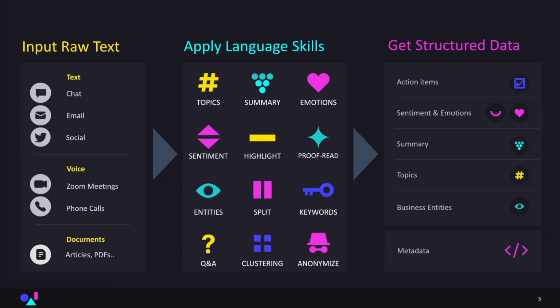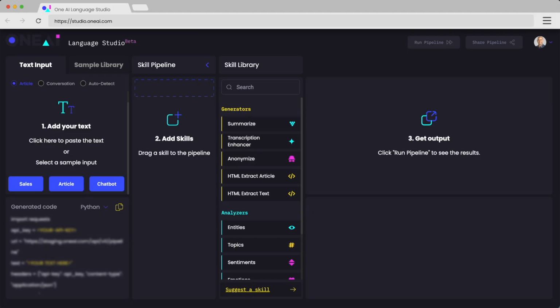You can input any text, apply our language skills, and get structured data you can use for both operational and analytical use cases. Now let's see how it works in our Language Studio. The Language Studio provides a visual interface to experiment with our language skill APIs and quickly generate the API calls to use in your product.